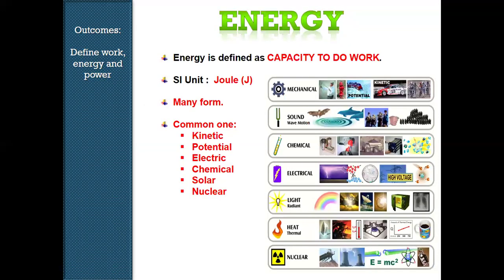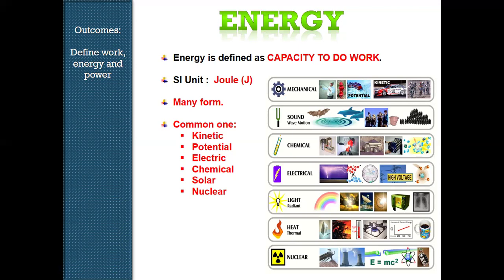Now, let's have a look at this picture. We say that energy is defined as the capacity to do work, or the ability to do work. That's how we define energy. And the SI unit for energy is the joule. You need to understand that we have many different types of energy. They come in many different forms, and they can be converted from one form to another.